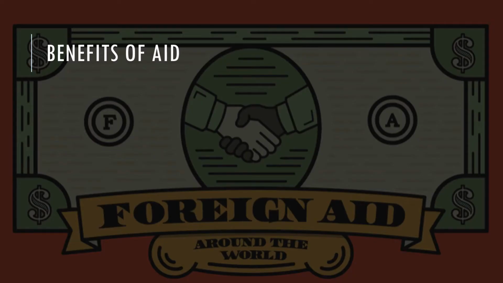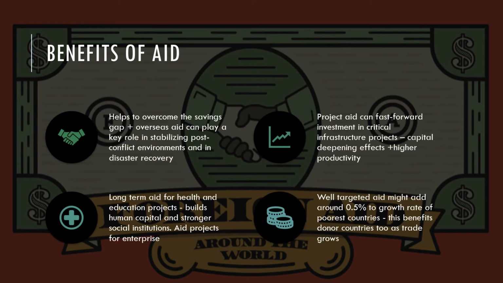Some of the benefits of these aid flows: well, we've mentioned previously one of the issues for many developing countries is the savings gap, and so this can plug that. Aid can provide money to finance long-term health and education projects. Aid can also fast forward investment in infrastructure that can be difficult to finance. It's estimated that well-targeted aid can add around 0.5% to a country's growth rate.